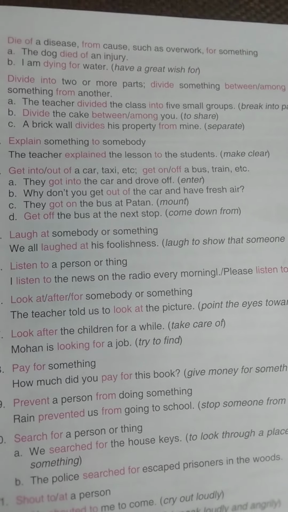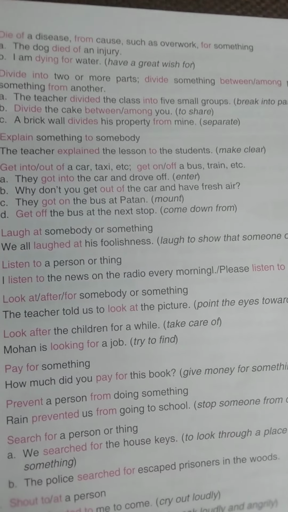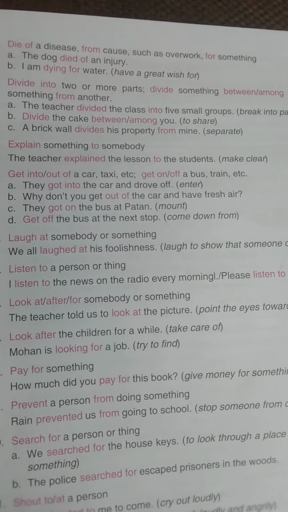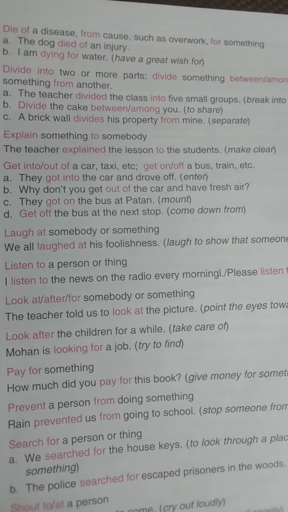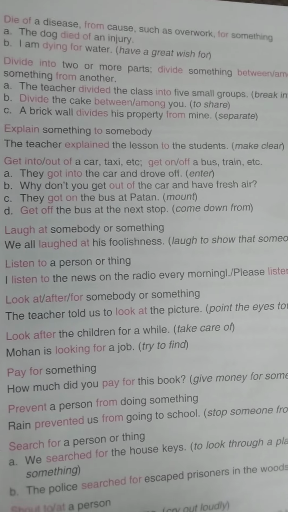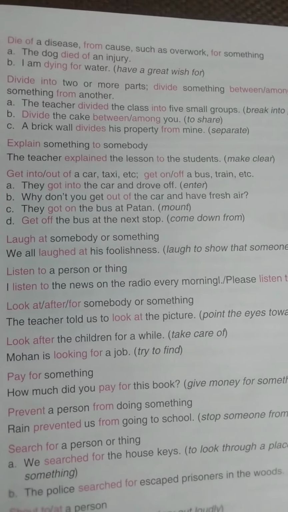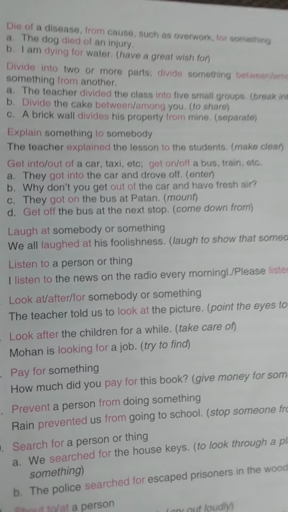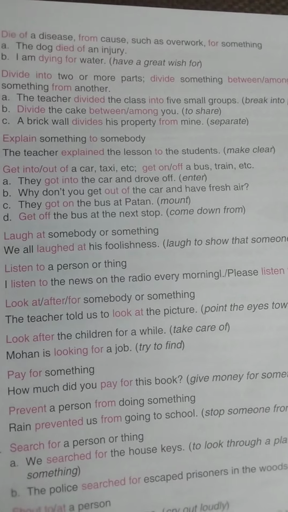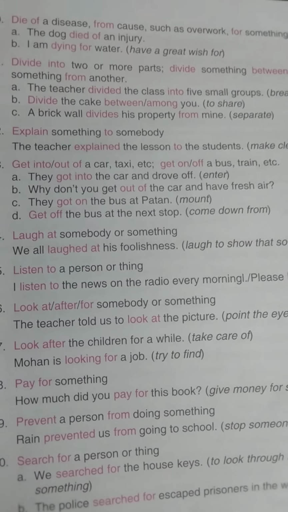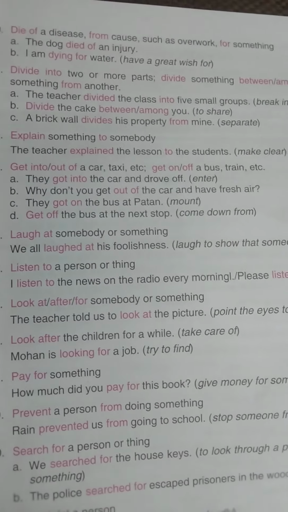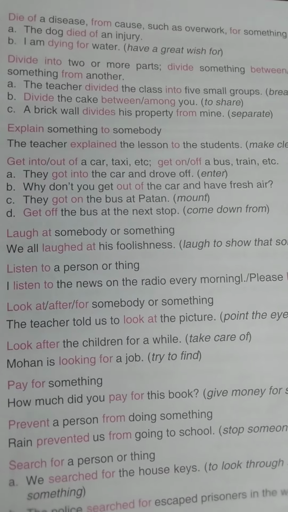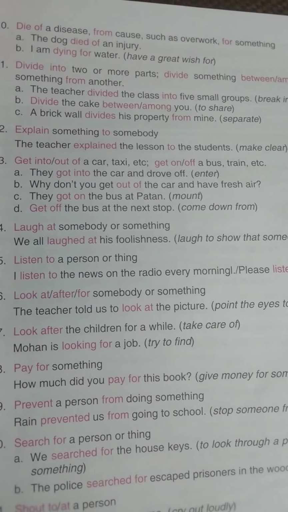Get into or get out of or get on or get off. See, there are different prepositions for different places. Like, they got into the car and drove off, when someone is entering somewhere. Why don't you get out of the car and have fresh air? Means someone is coming out. They got on the bus at Patan. That is when someone is climbing onto something, like using the stairs and getting inside. And get off the bus, in order to jump out from there.